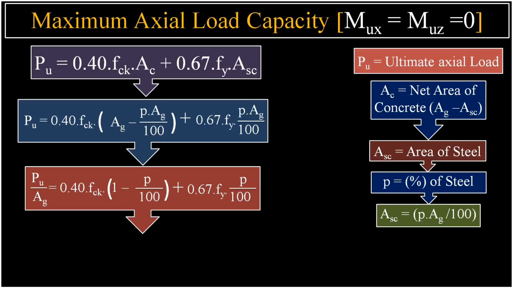The area of steel, ASC, can be written as P times AG divided by 100. Now, we divide the entire equation by the gross area AG to get the ultimate stress, PU divided by AG. This yields the expression 0.40 FCK multiplied by the bracket 1 minus P divided by 100, plus 0.67 Fy multiplied by P divided by 100.